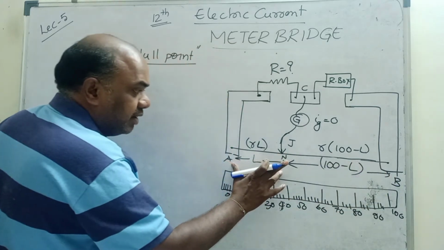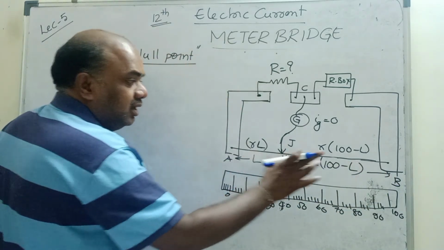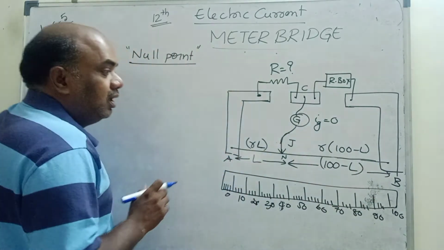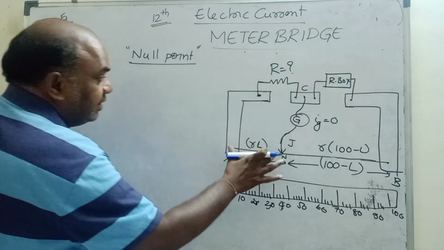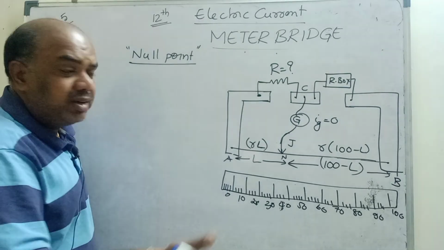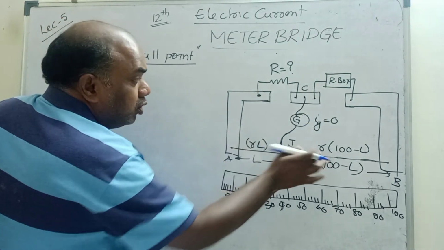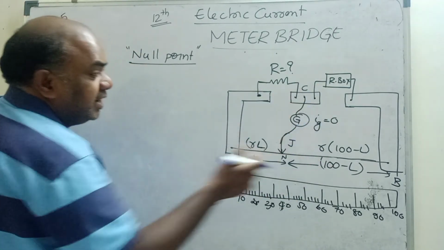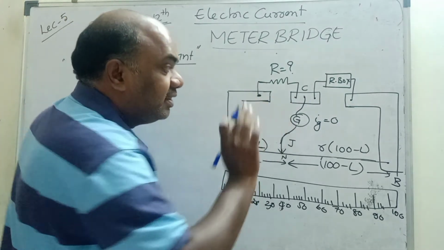This is the resistance of AN, the resistance per unit length. Now observe carefully, children. This is in the form of a Wheatstone bridge only. 1, 2, 3, 4: four resistors are there. The fifth one is eliminated. Why? Because here current is not flowing.